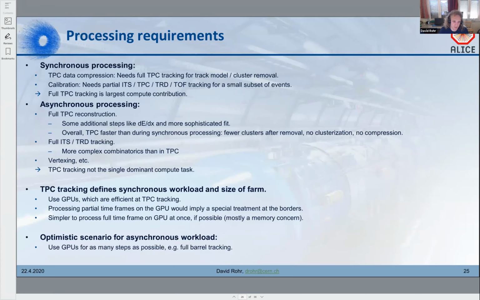While for the asynchronous processing, actually the other detectors are dominating, because you have to see for the TPC, we did the compression already, and we also removed a lot of clusters. So actually TPC tracking is faster in the asynchronous than it is during the synchronous.